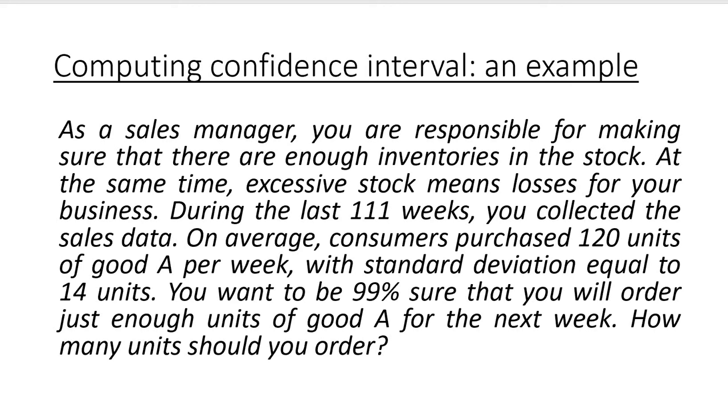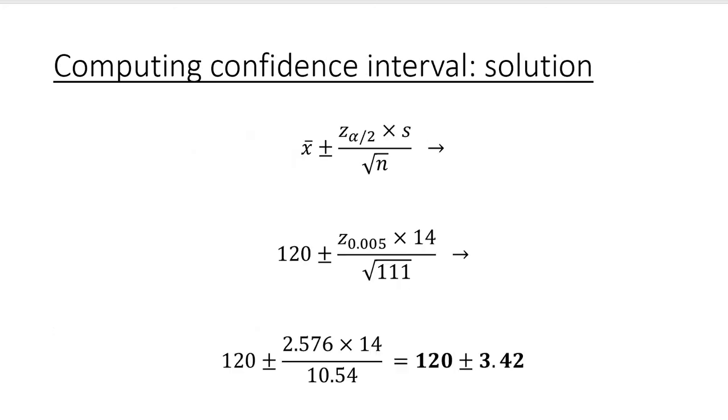So during the last 111 weeks, you collected the sales data. On average, consumers purchased 120 units of good A per week, and standard deviation is equal to 14 units. And you want to be 99% sure that you will order just enough units of good A for the next week. And the question is how many units you should order.